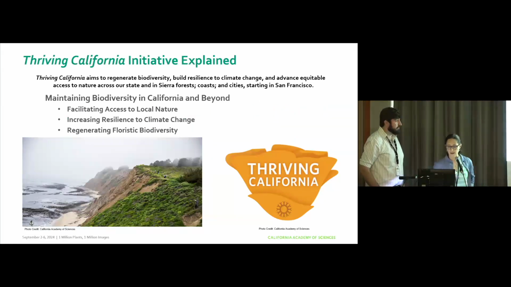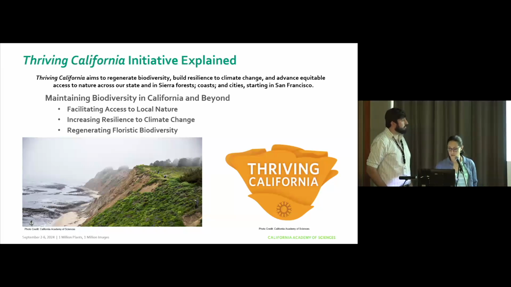Recently, the Cal Academy introduced the Thriving California initiative, which highlights themes that are crucially important to maintaining biodiversity in California and beyond. Specifically, those include facilitating access to local nature, increasing the state's resilience to climate change, and regenerating biodiversity within the California Floristic Province, which is one of the world's biodiversity hotspots.